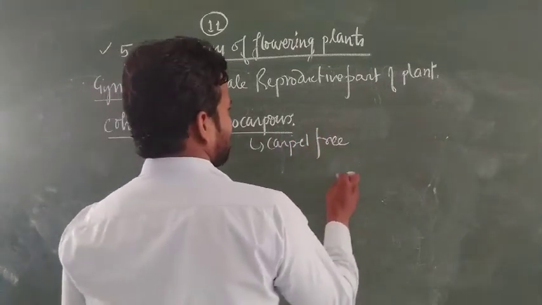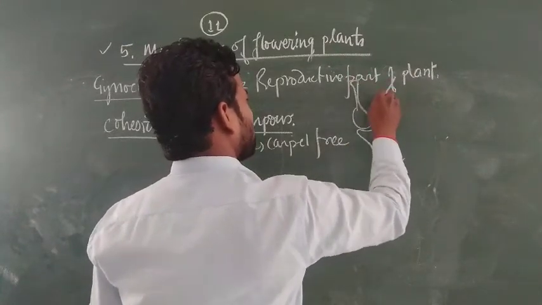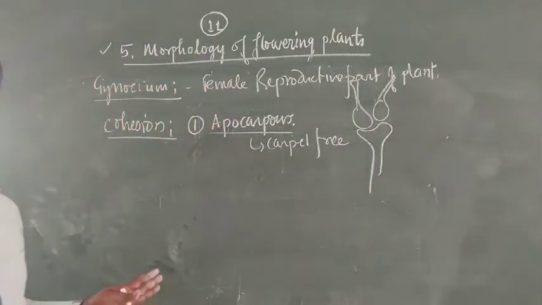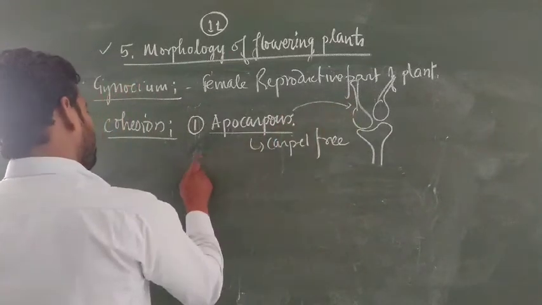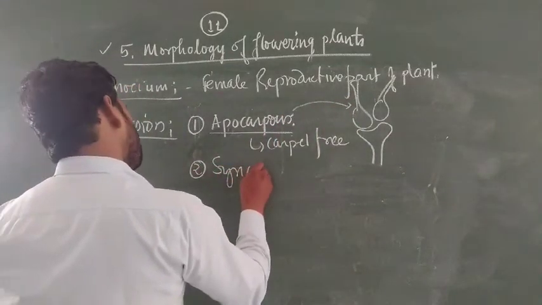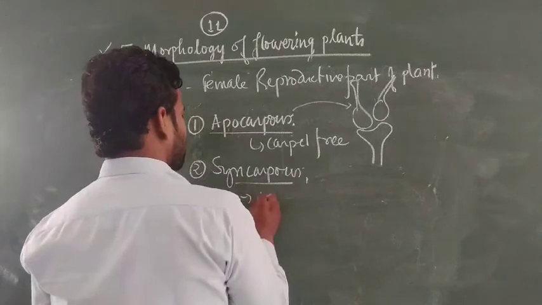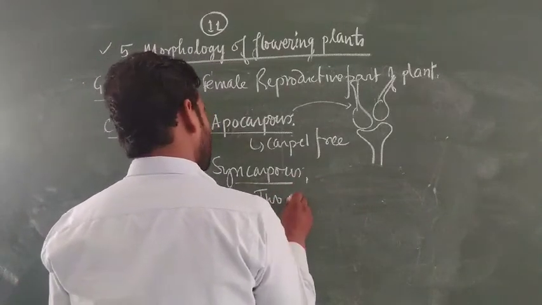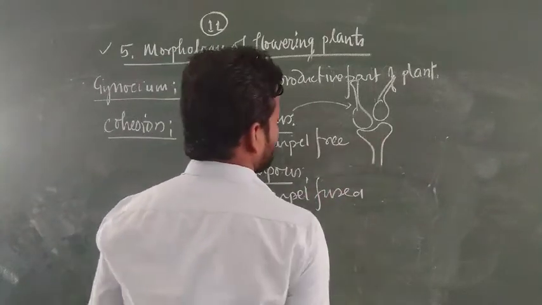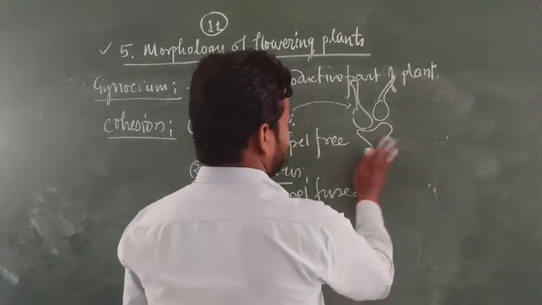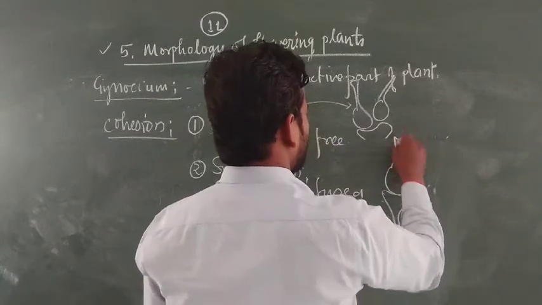Suppose this is a flower. If two carpels are present but both are free and separate from each other, this is called the bicarpellary condition, specifically apocarpous bicarpellary. Second is syncarpous. If carpels are fused, suppose two carpels are fused. Suppose these are two ovaries on the flower base, but they form a single ovary after fusion.